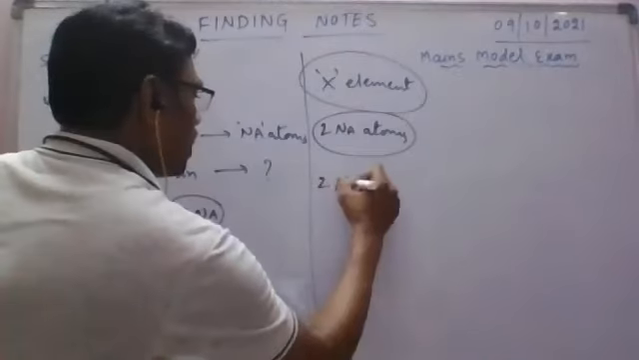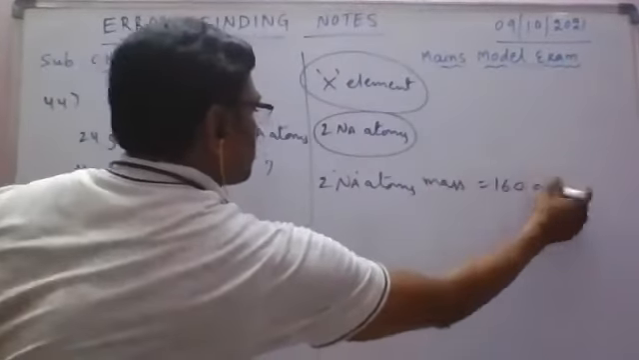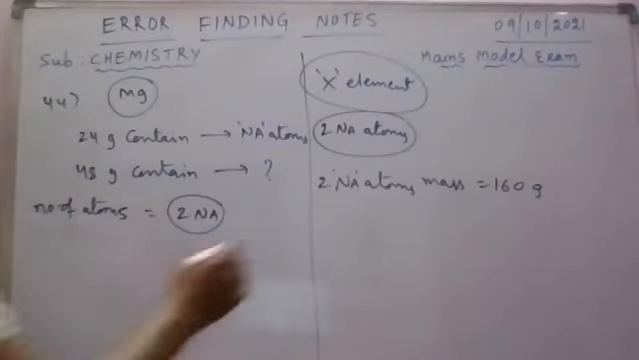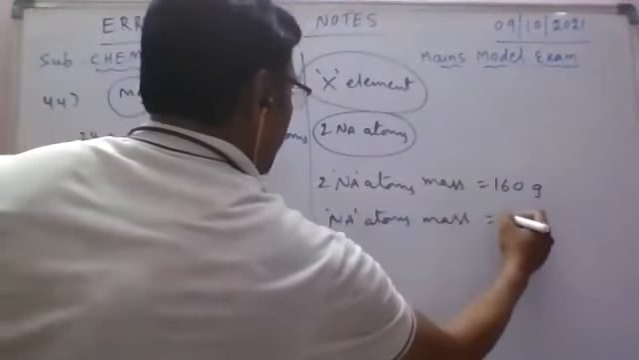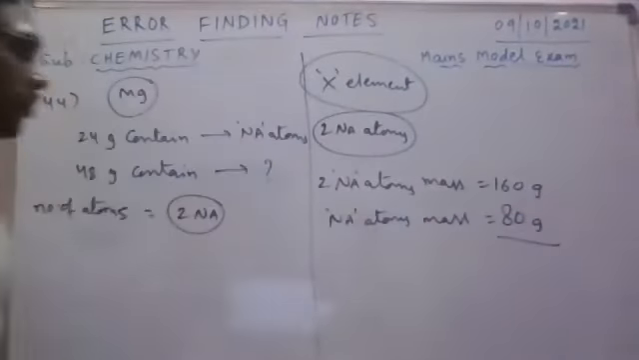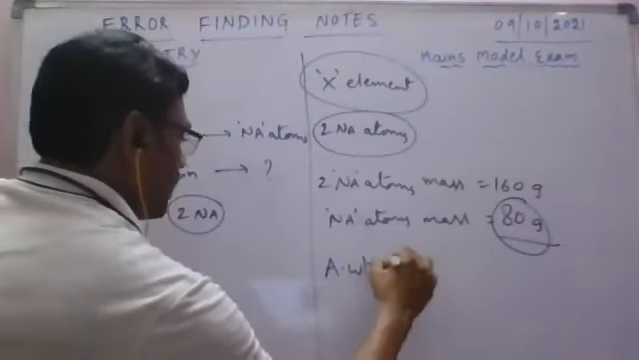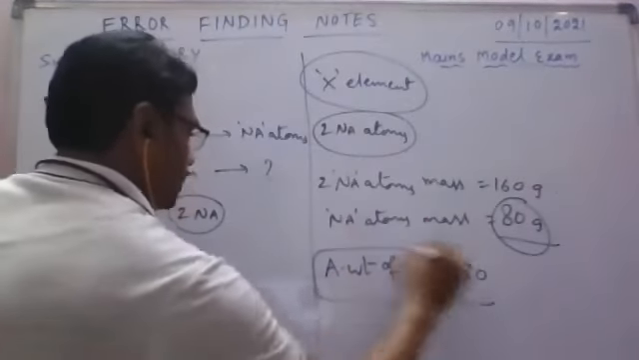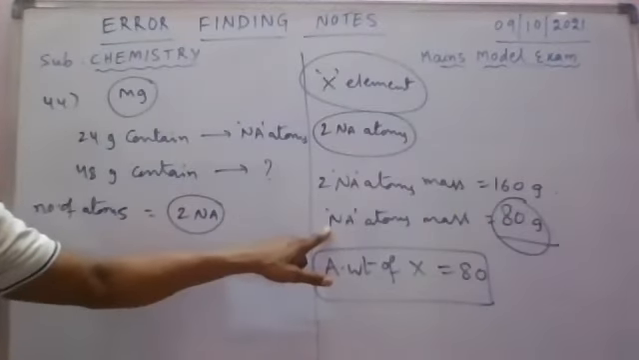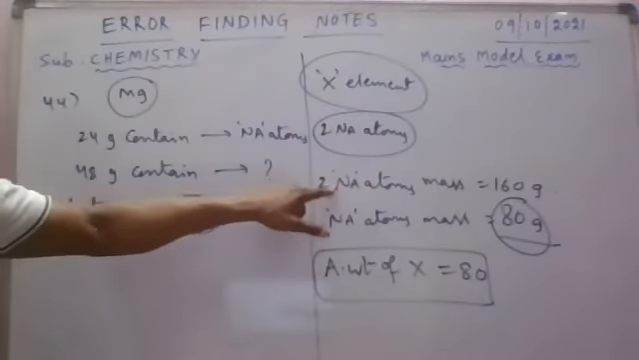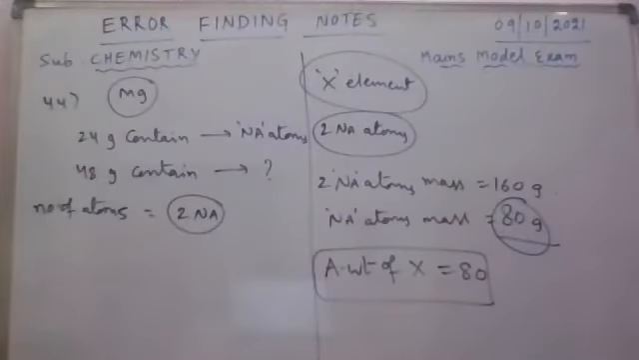And one more data is given: for 2 into Avogadro number of atoms, the mass is 160 grams. Then for Avogadro number of atoms, what is the mass? 80 grams. So this 80 is the atomic weight. Atomic weight of X is equal to 80. Atomic weight is nothing but the mass of Avogadro number of atoms. 2 into Avogadro number of atoms has mass 160 grams, Avogadro number of atoms has mass 80 grams.